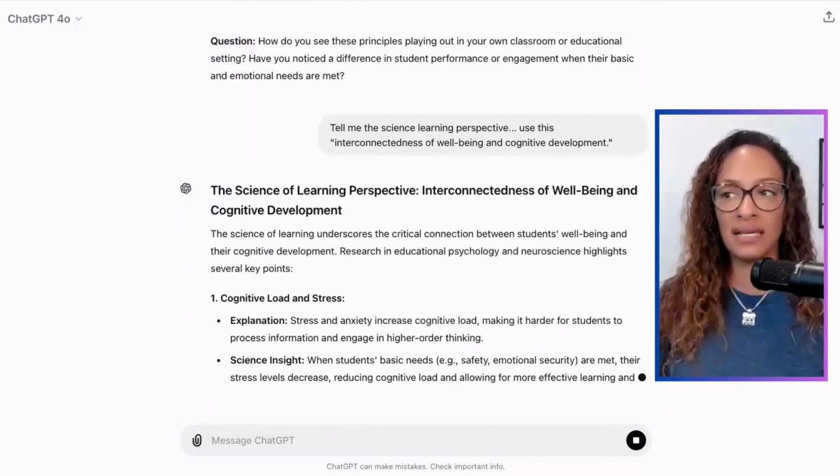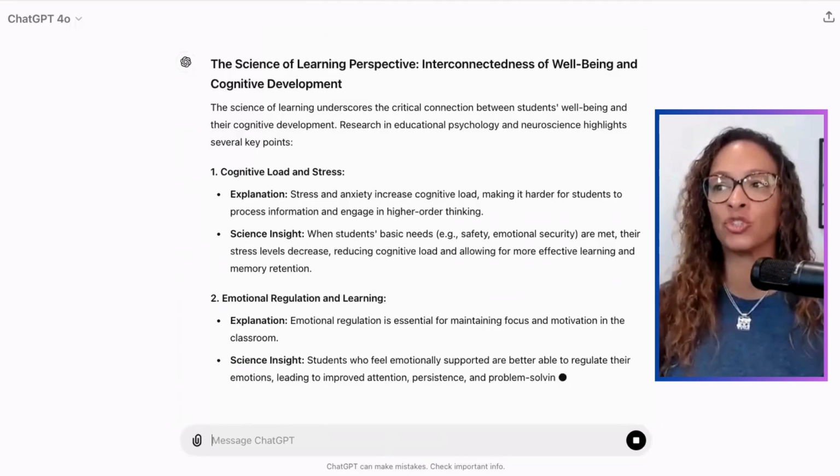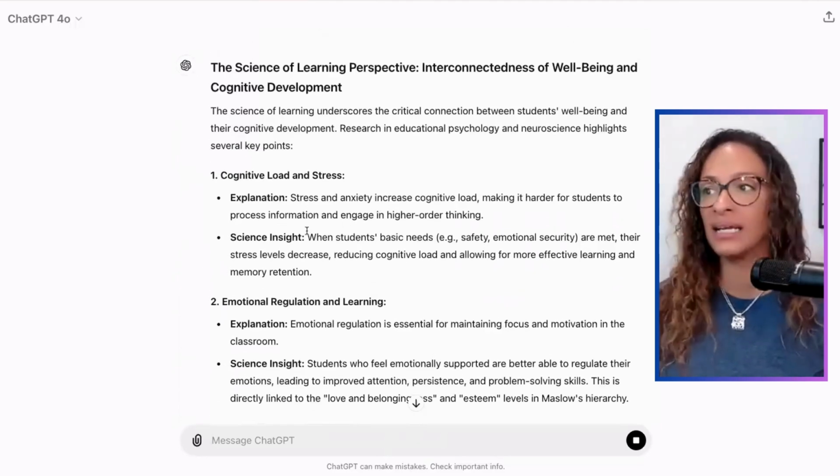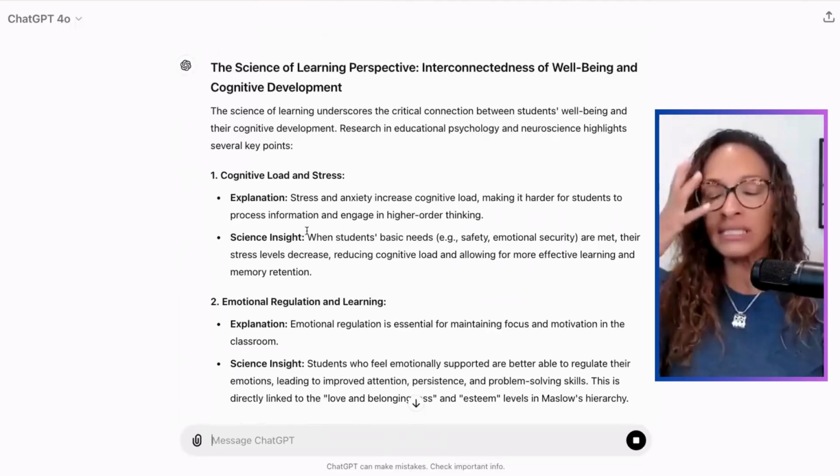And I love this. There's a cognitive load and stress explanation, science insight, stress and anxiety. If we don't deal with the stress and anxiety, when cortisol levels are high, students could possibly get to a point where their amygdala, the part of the brain in the middle of the brain, gets hijacked. This is the place in the brain right above the brain stem. And the only thing students can do is to just be safe. Like, they can't do anything else. They just need to figure out how to be safe. So learning is not going to happen.